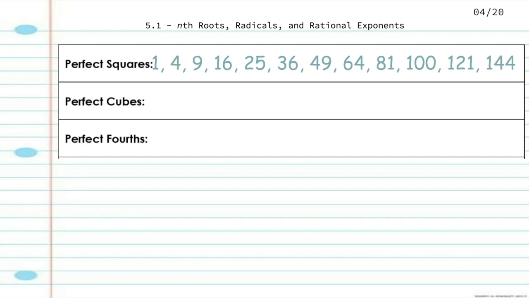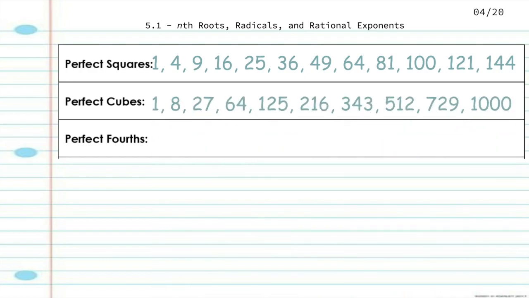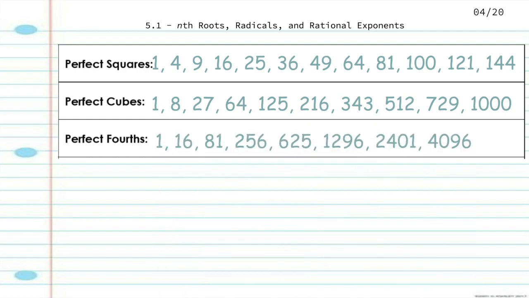These are the numbers that you can take the square root of and they come out evenly in a whole number. The next row, perfect cubes. That's when you take a cube root of a number and it comes out evenly in the form of a whole number. And the last row, perfect fourths. This is when you take the 4th root of a number and again it comes out evenly in the form of a whole number. Again, this chart, I would highlight it, I'd circle it, do something. This is incredibly important. That's why we start off this section with it, because you're going to need it.